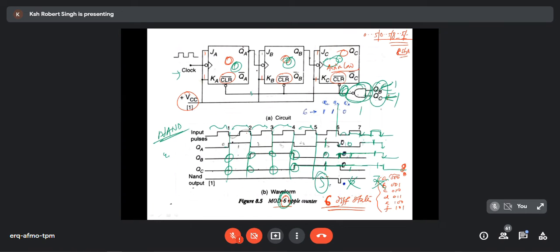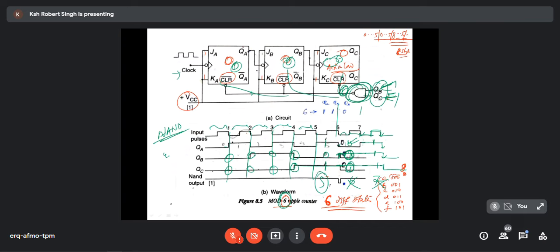Instead of 6, I have to get 0. This is already 0. Who is creating problem? This one is creating problem. This one is creating problem. Who is this fellow? This is QB and QC. Take that QB and QC and force them into this NAND gate and make all the flip-flops clear. Yes, it is done.